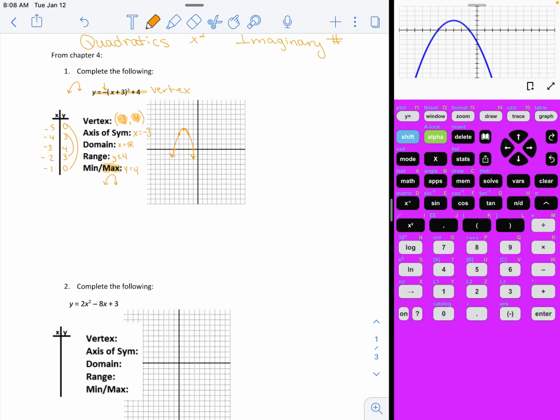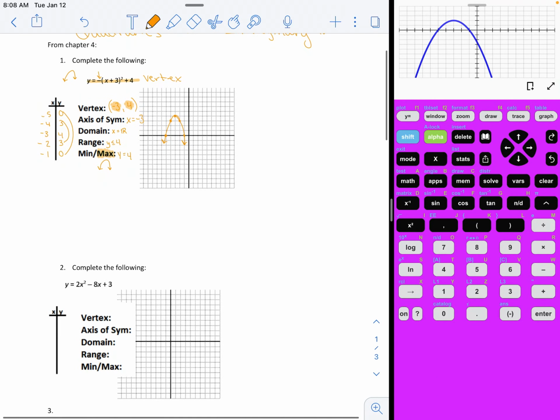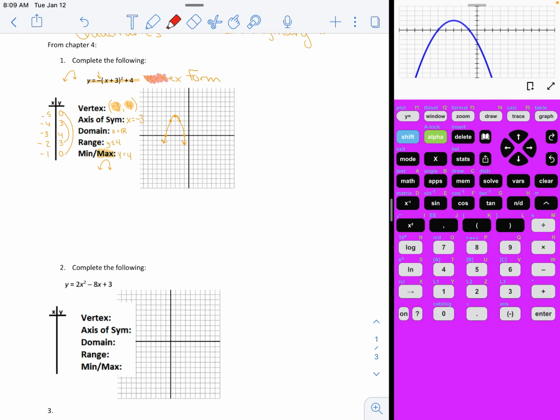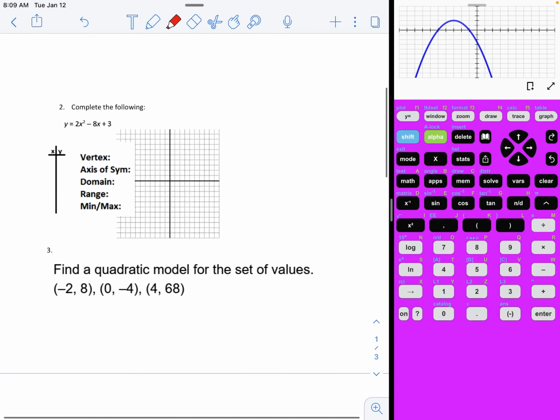So again, it's very important that you can compare number 1 on the review to number 2. Number 1, remember, was in vertex form. Very important that you can label the different types of forms. So number 1 was in vertex form. Number 2 is not in vertex form. There's no parentheses. Number 3 is in standard form. You need to be able to see that it's a parabola because it's x squared. So the vertex is more difficult.